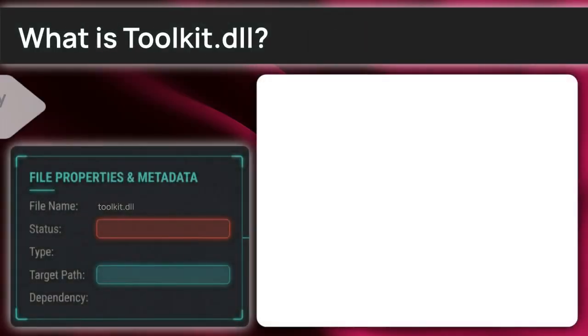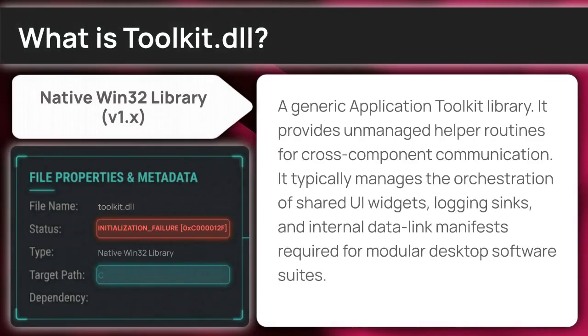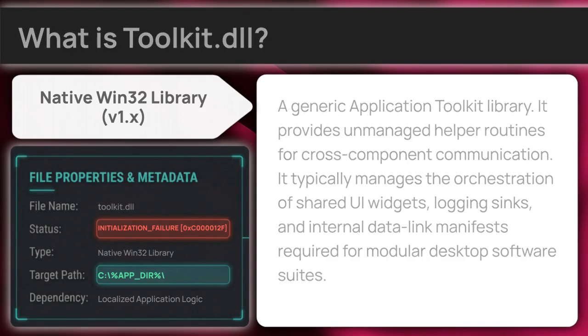This is the Toolkit Library, a generic application toolkit library. It provides unmanaged helper routines for cross-component communication. It typically manages the orchestration of shared UI widgets, logging syncs, and internal data link manifests required for modular desktop software suites. With that context in mind, our first logical step is a clean reinstallation.